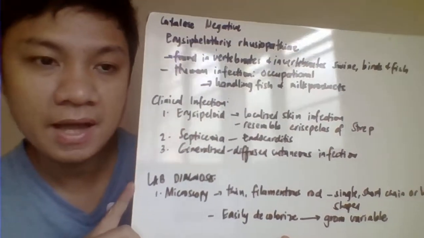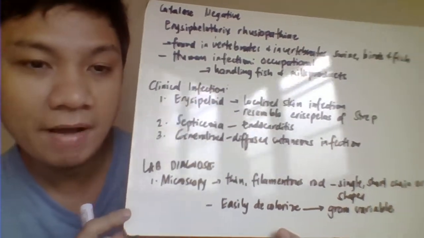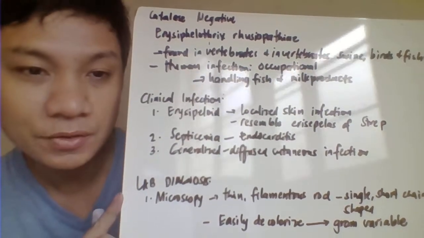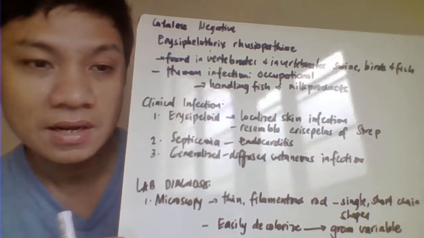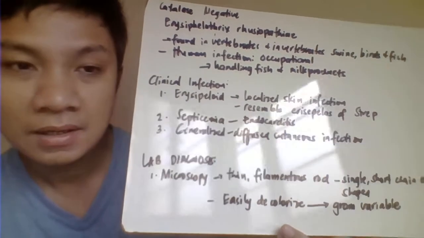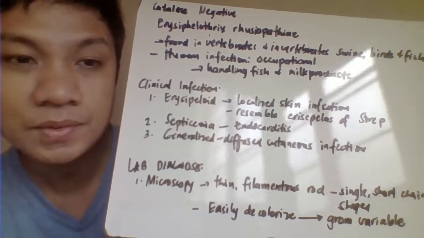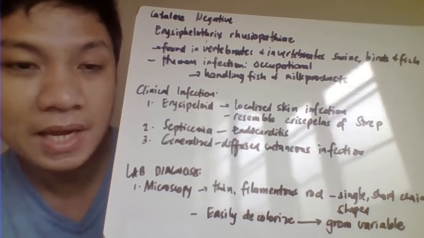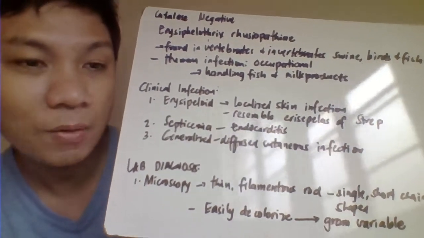Okay, so we have here the catalase negative gram-positive bacilli. The first one is Erysipelotrix rhusiopathiae. Erysipelotrix rhusiopathiae can be found in the environment. Most likely they are found in vertebrates or invertebrates, including swine, birds, and even fishes. So most likely human infection is by close handling of contaminated animals.